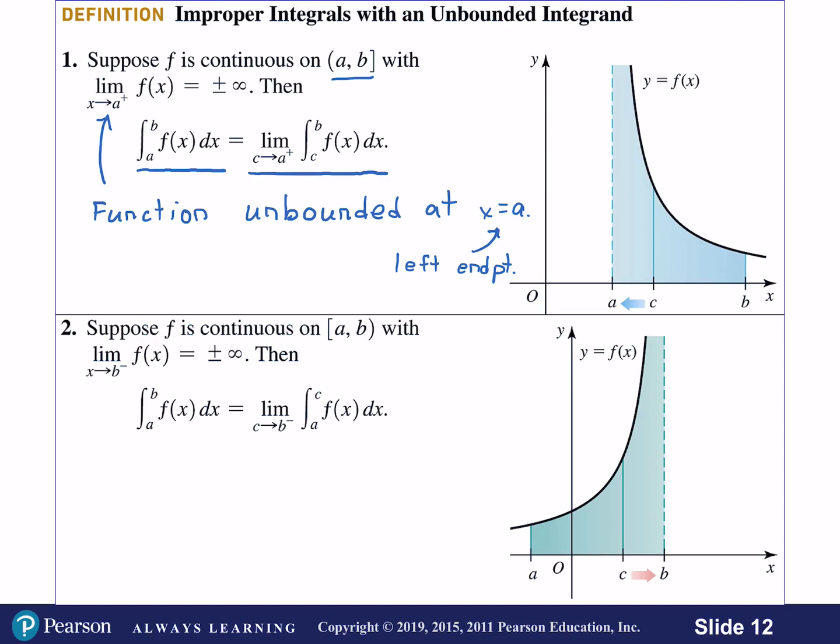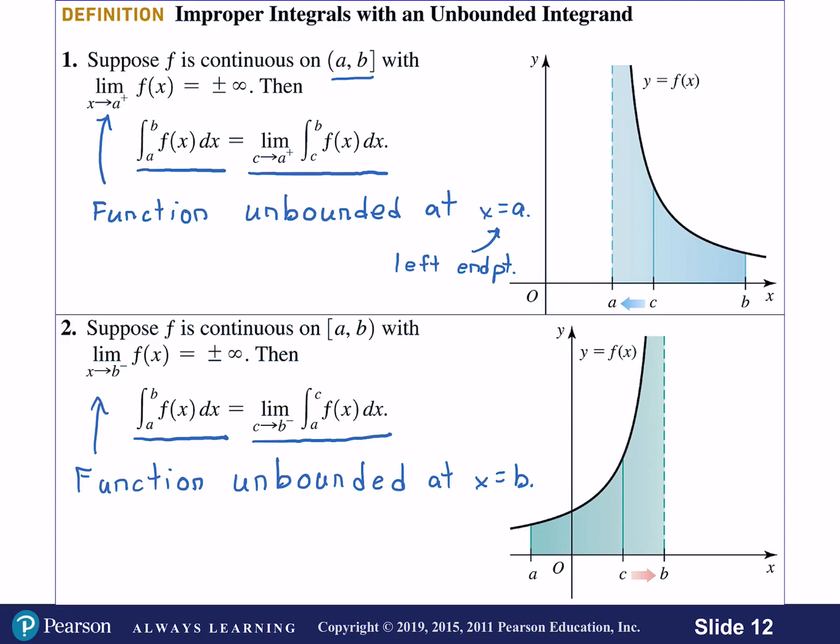Similarly, if it is unbounded at our rightmost endpoint, at b, that's this case, function unbounded at x equals b. If that is the case, then we are going to rewrite the integral from a to b of f of x dx as the limit as c approaches b from the left of the integral from a to c of f of x dx. All right, so now our c is in the top bound instead of the bottom bound, like in the previous example.